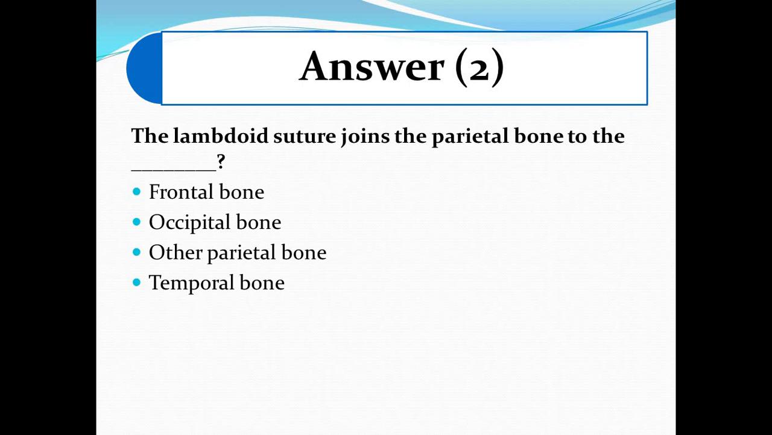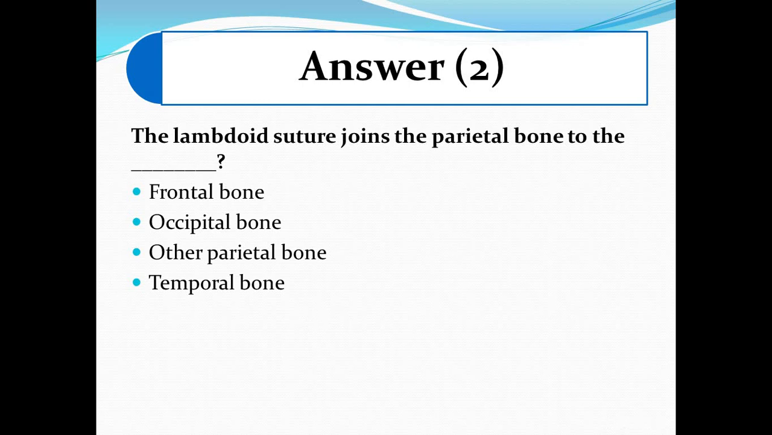The lambdoid suture joins the parietal bone to which of the following? The frontal bone, the occipital bone, the other parietal bone, or the temporal bone? We know that the suture that connects the frontal bone to the parietal bones is the coronal suture, right? And the one that connects the two parietal bones is the sagittal suture, right? That's running from anterior to posterior.